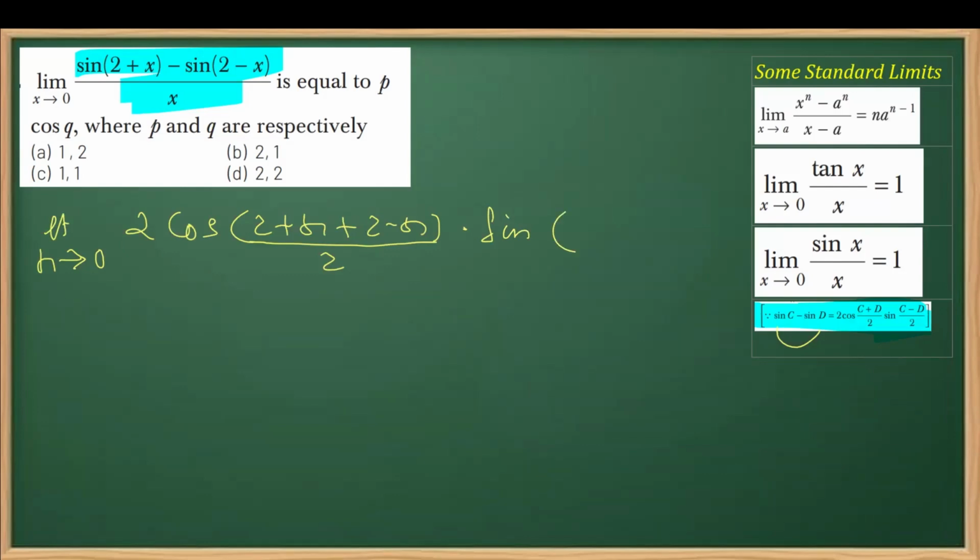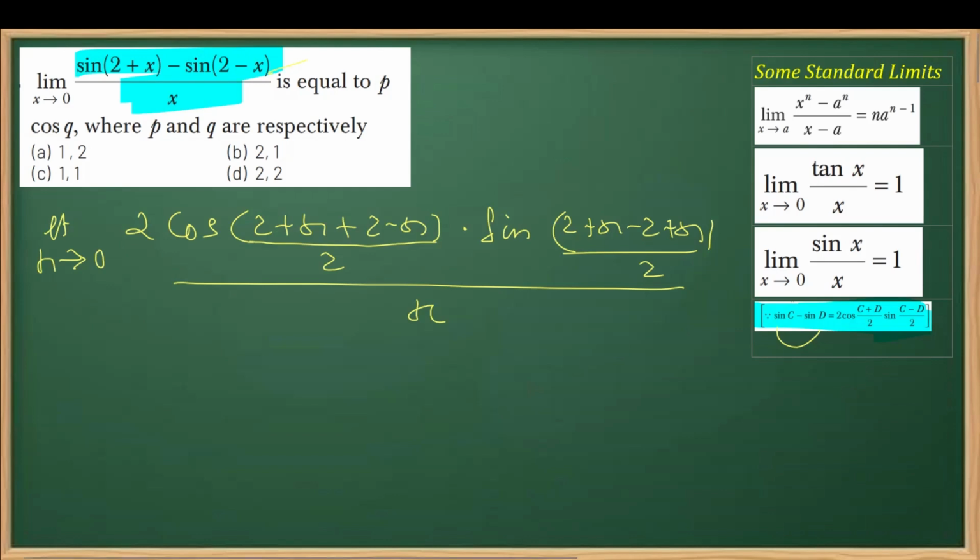So what is c over here? c is 2 plus x, and minus of this will give you minus 2 plus x, that divided by 2. And then we have a whole divided by x. Right. Now this is equal to P plus Q, right? The RHS is P plus Q, which we may write later on the next step.